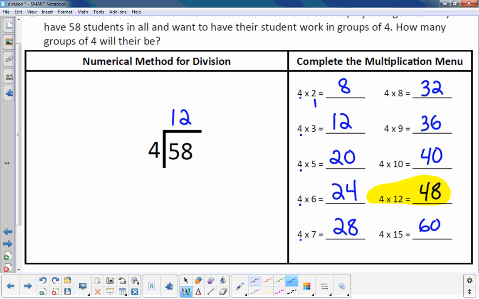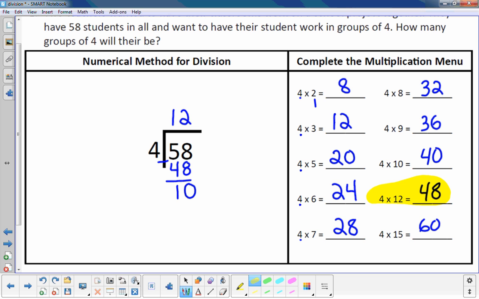And I know that 4 times 12 is 48. Looking at the right, it's already been done for me. I already have that, so I don't have to think about that. And I'm going to write that underneath the 58. And now I'm going to subtract 58 minus 48. Well, 8 minus 8 is 0, and 5 minus 4 is 1. Now I'm going to look at that 10, and I'm going to ask myself how many 4's can go into 10. If I look at my multiplication menu, I see 4 times 2.